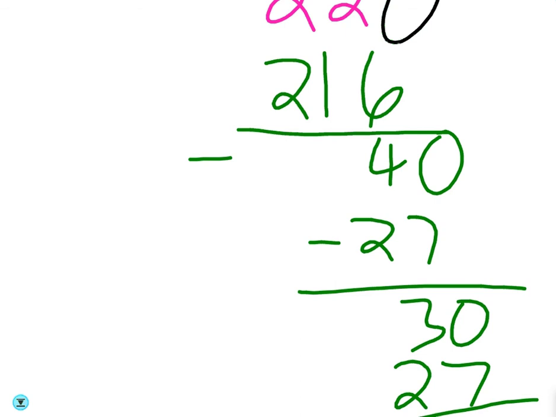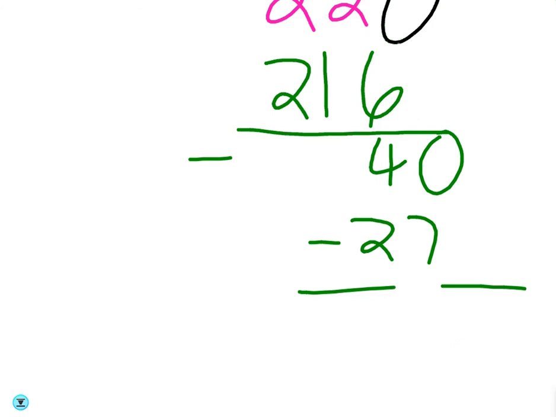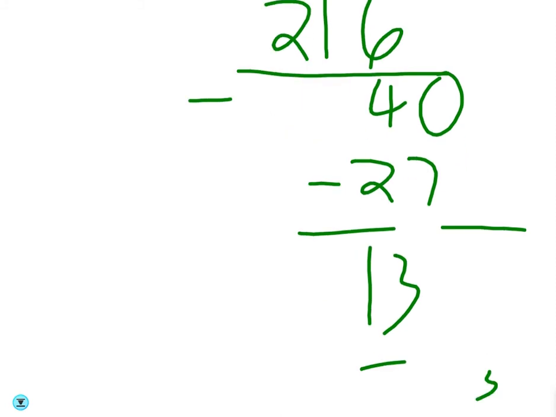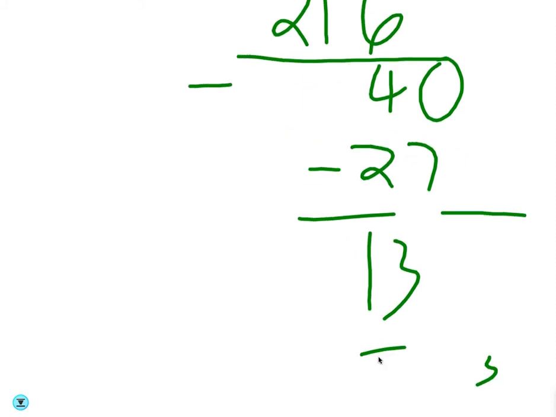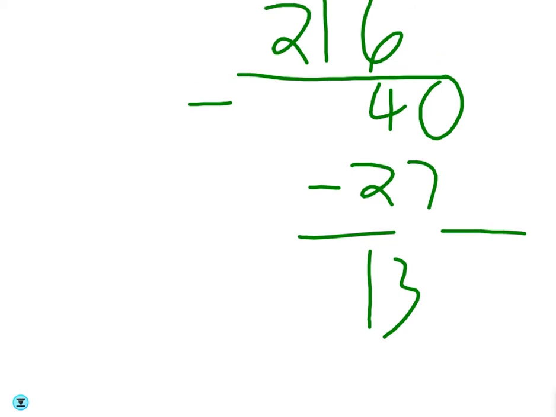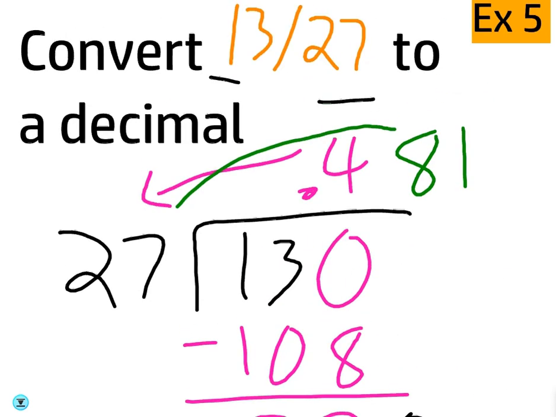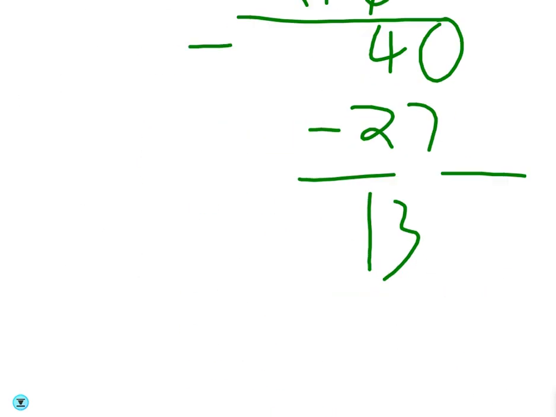I see the mistake I made. 40 minus 27 is 13. It's not 3. Let's try this again. Glad I checked. Okay, so 40 minus 27 is 13. So there's not going to be a bar there. How many times does 27 go into 13? Got to put a 0. Okay, how many times does 27 go into 130?